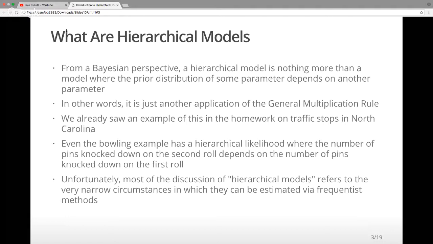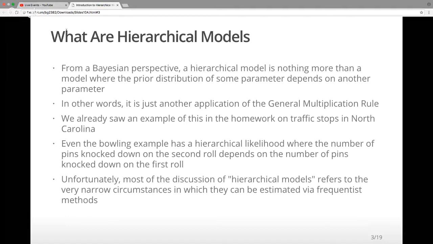Now, if you go to a conference, or at least a general conference like APSA or something like that, you're very likely to see some person present the result of a hierarchical model that they used some frequentist estimator for, and they're very proud of themselves because they see themselves using something on the forefront of quantitative methodology, something that they can do that most other people who use frequentist methods can't do.